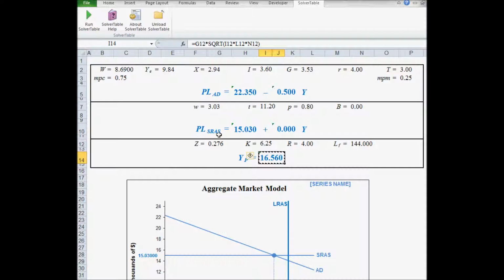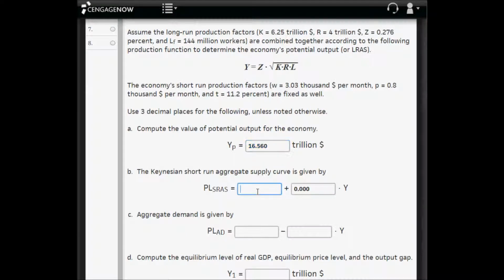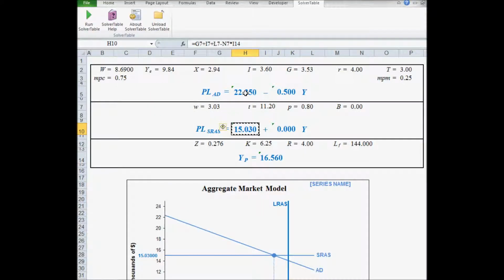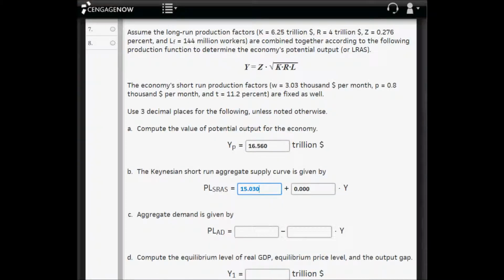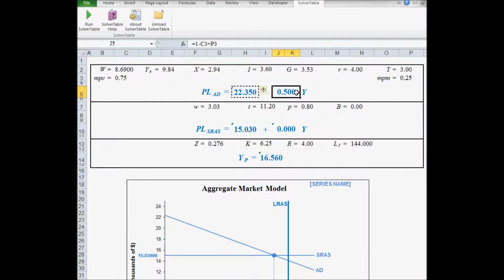The short-run aggregate supply curve has an intercept equal to 15.030. It has an aggregate demand intercept of 22.350 and a slope equal to 0.5. That is the addition of the MPS, which is 0.25 in this case, and the MPM, which is 0.25.